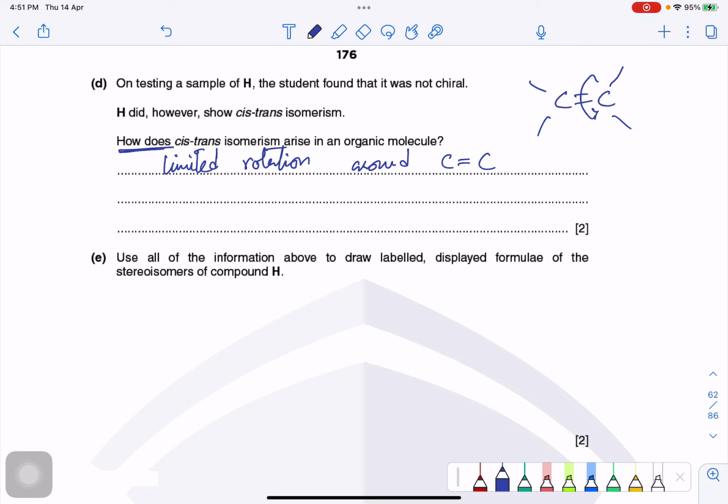इस क्वेश्चन को समझने में ज़रूरी है कि cis-trans isomerism आता क्यों है. इस वजह से आता है कि हमारे पास रोटेशन लिमिटेड होती है. हाँ, वो होता क्या है? That is when it has a double carbon-carbon bond and different groups attached to the carbons. दोनों कार्बन्स को different groups attached होने चाहिए. ऐसा नहीं हो सकता कि एक को same group से attached हो. Use all the information above to draw labeled displayed formula of the stereoisomers of compound H.